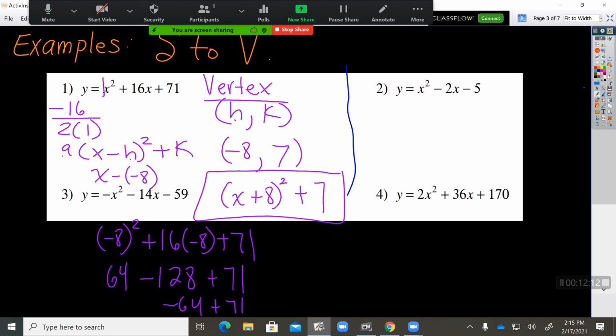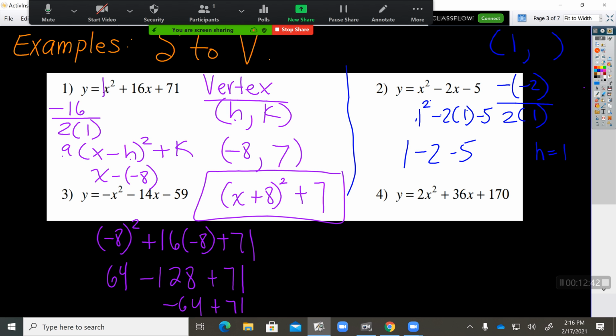All right, the next example, number 2, same thing. Negative b over 2 times a. So that's negative negative 2 becomes positive 2. 2 divided by 2 is 1. So we know h equals 1. Now we plug in the 1 here. 1 squared minus 2 times 1 minus 5. 1 to the second power is 1. Negative 2 times 1 is negative 2. Now we just have to combine these like terms, and it equals negative 6. So my vertex is 1 comma negative 6.